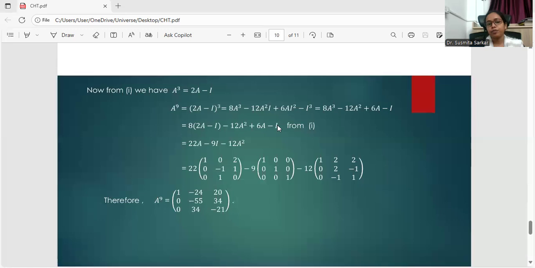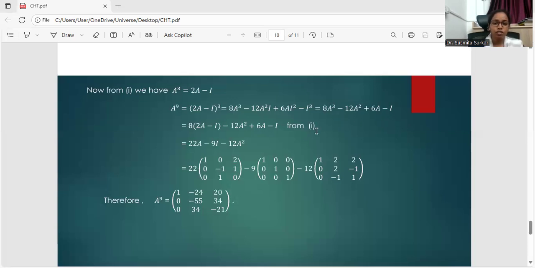Next, we have to find A to the power 9. We know that from equation 1, A³ is equal to 2A − I. Now cubing both sides, the left hand side is A to the power 9 and the right hand side is (2A − I) whole cube. This is the (a − b) whole cube formula, and (a − b) whole cube means a³ − 3a²b + 3ab² − b³. Applying this formula, we get A to the power 9 is equal to 8A³ − 12A² + 6A − I. Also, we know that A³ is 2A − I.